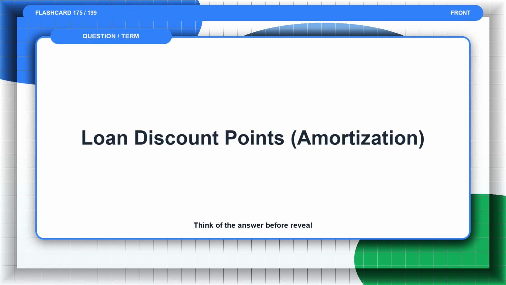Flashcard 175. Loan discount points amortization. Pause and think of the answer before the reveal.